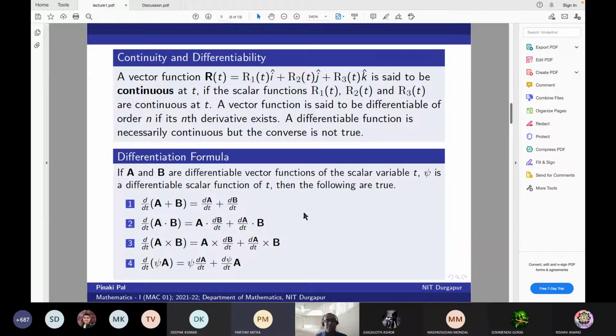Excuse me, sir. Yes, sir, please. Sir, can you give an example of the fourth part, d of psi A by dt?